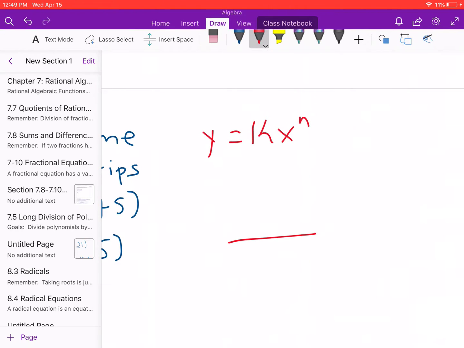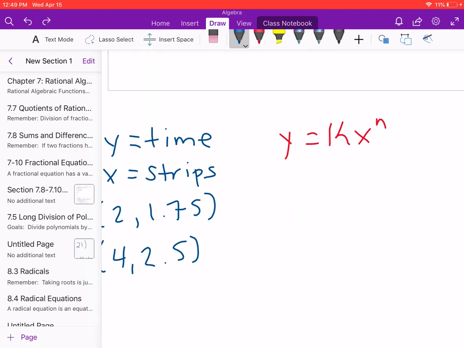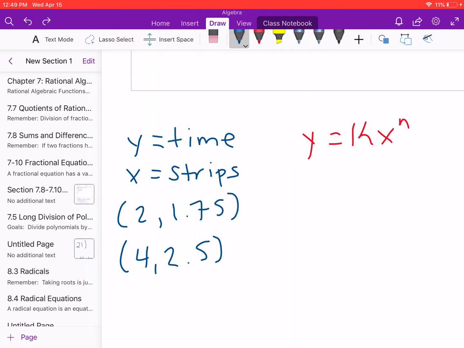We know that y is going to equal our time, and we're going to let x equal our number of strips of bacon. We have 2 ordered pairs: 2 and 1.75, and 4 at 2.5 minutes. And the equation we've been using all along, y equals k times x, all raised to some power. We don't know our power in this situation.